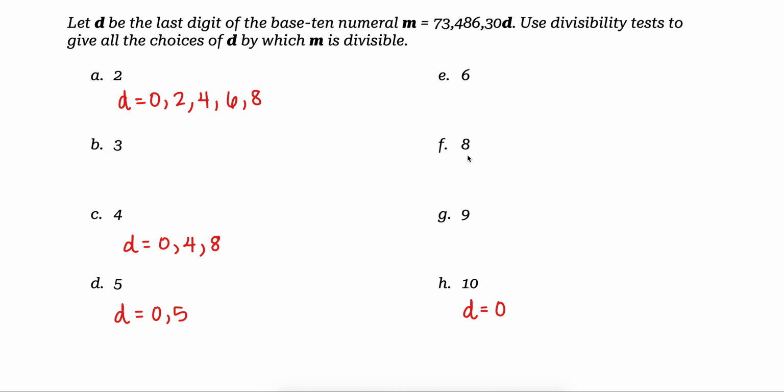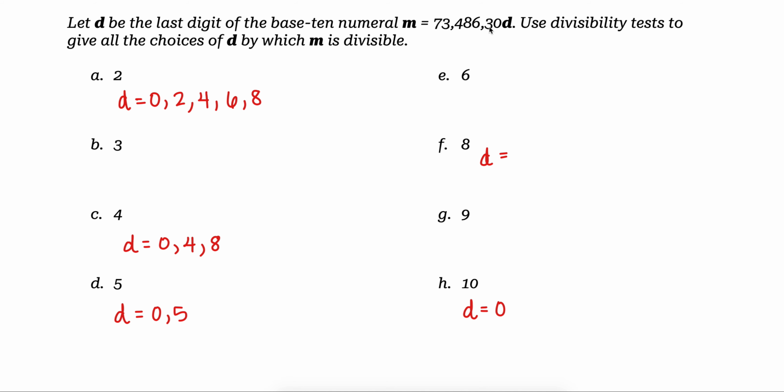So I want to jump now to the 8. We want to see what values of D would allow M to be divisible by 8. To be divisible by 8, it must also be divisible by 4. So we can limit our choices to just 0, 4, and 8. So we just need to check these three numbers for D. Divisibility by 8 says that if the last three digits are divisible by 8, so is the whole number.